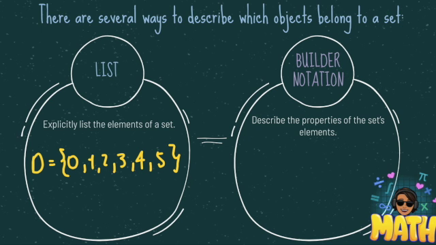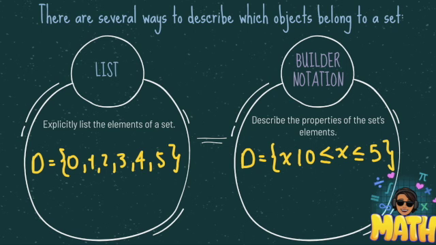We can write this like, for example, V equals all the x such that x is greater than or equal to 0 and less than or equal to 5, right? Here we're describing that the elements that belong to this set are the numbers 0, 1, 2, 3, 4, and 5 inclusive. And that's it.